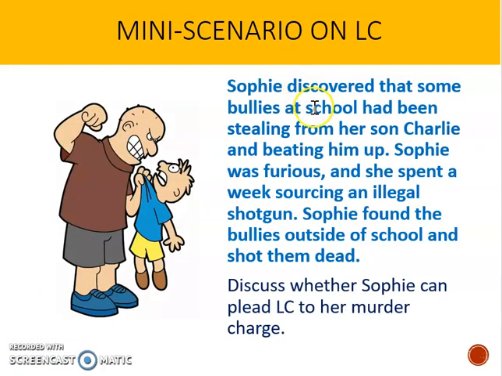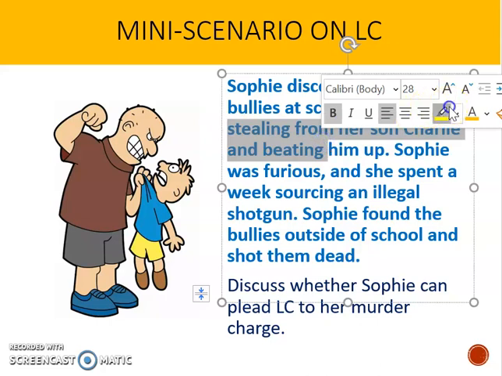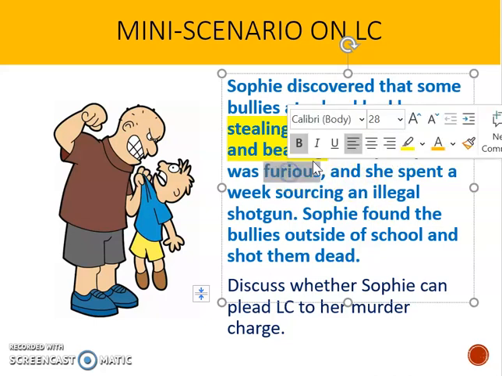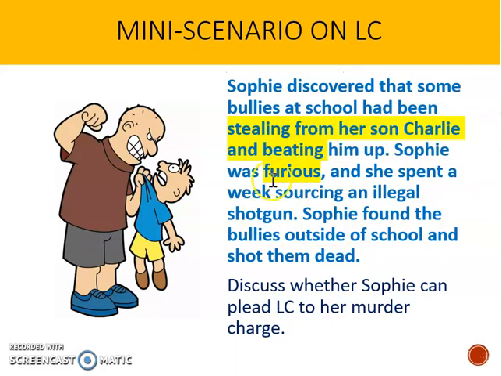So let's highlight it as we would in the exam. So Sophie's discovered that some bullies have been stealing from her son and beating him up. I'm going to highlight that because this is potentially our qualifying trigger, isn't it? This is what's caused her to get very upset. So in this situation, you've got to think, what trigger is that? You could argue maybe fear. She's fearful for her son. He's going to continue to be beaten up. Might be anger as well, because she's angry that her son's being treated in that way. And when we read on, Sophie was furious. Yeah. So that word is giving you a clue that she's acting out of anger rather than fear.